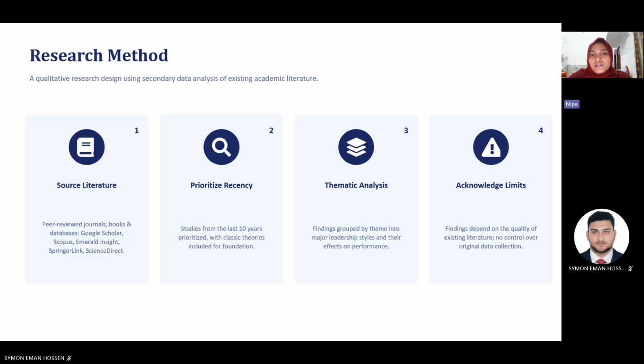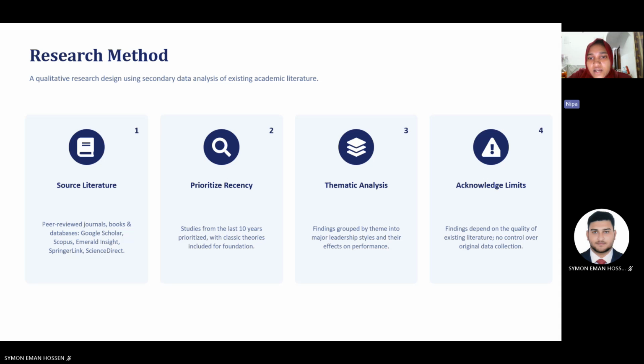Next slide, number three, research method. This slide explains the research method. I used a qualitative research design based on secondary data, meaning I reviewed existing academic literature rather than surveying employees myself.